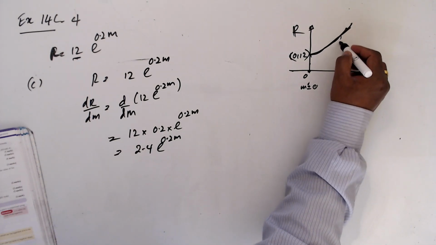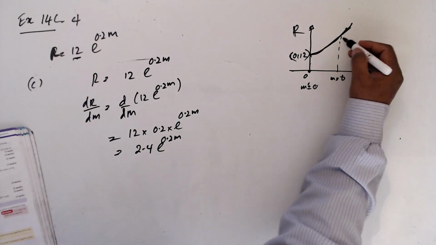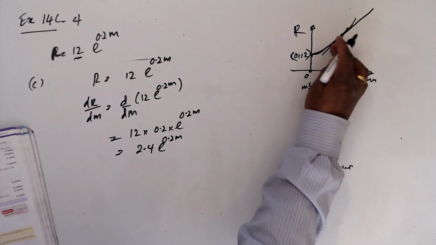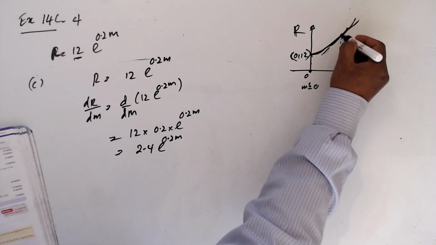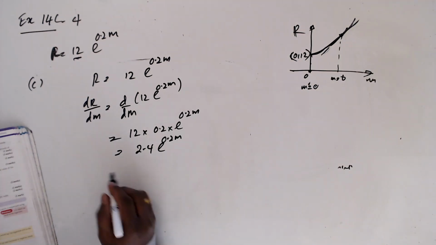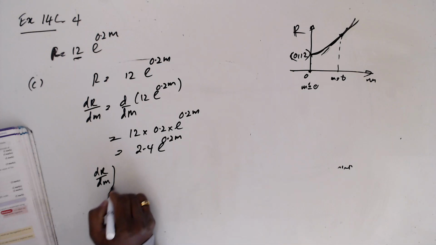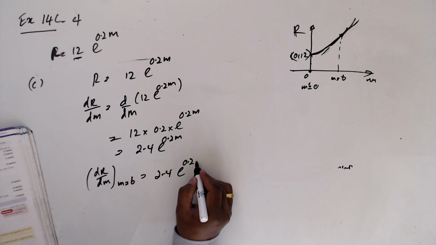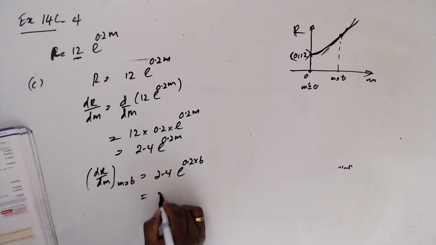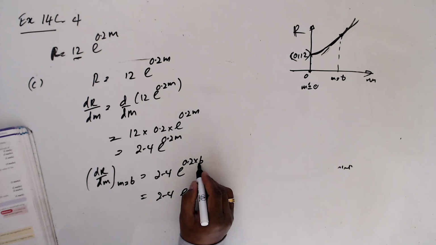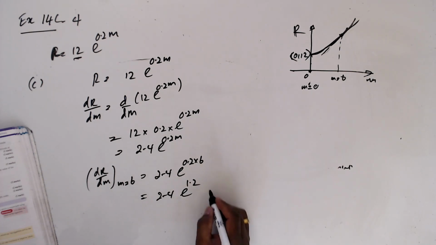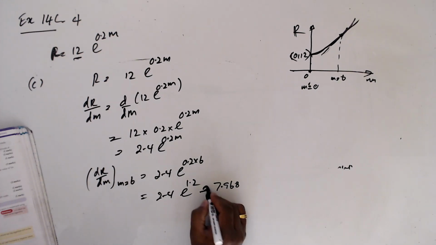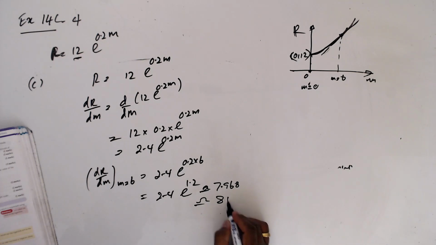I want to find when m equals 6. We don't need the tangent line. I want to find the gradient at this point. So dr over dm when m equals 6 is 2.4 times e to the 0.2 times 6, which is 2.4 times e to the 1.2. So this answer is going to be 7.968 approximately. It means approximately 8 rabbits.